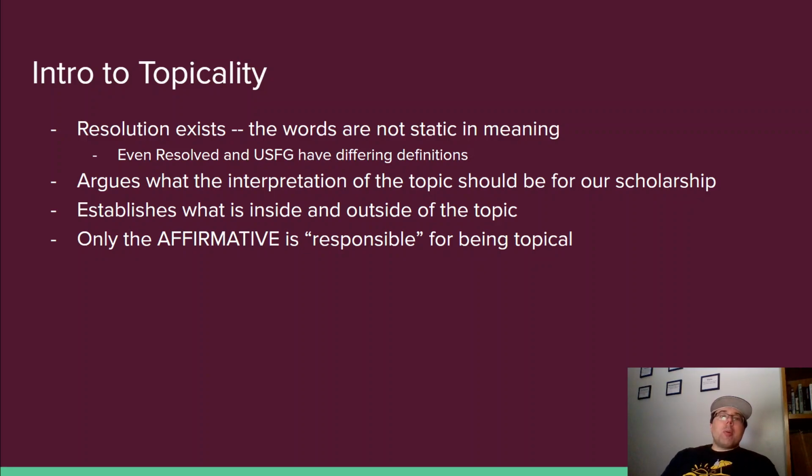One last thing to note about topicality: it is only the affirmative's responsibility to be topical. The negative does not have to be topical in any stretch of the imagination. Now, it'd be good if the negative were to talk about the plan, talk about the 1AC, even talk about the topic, but only the affirmative has to be topical.